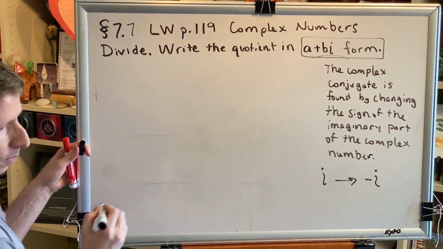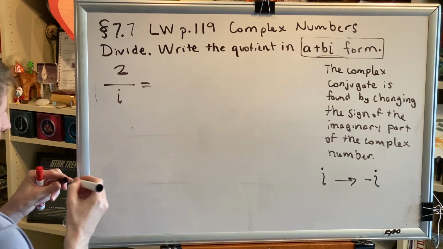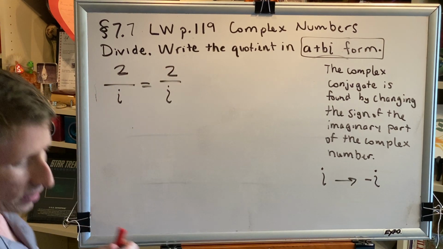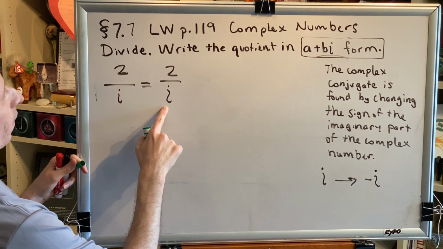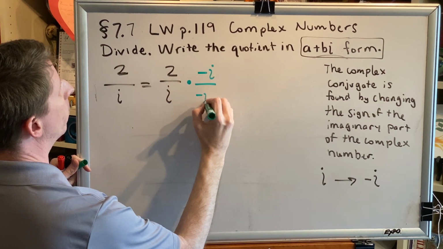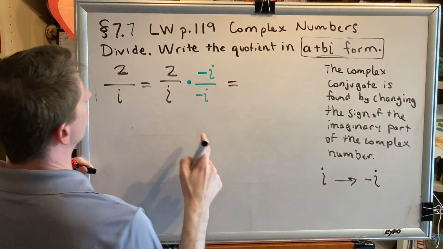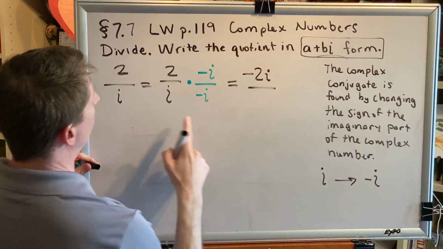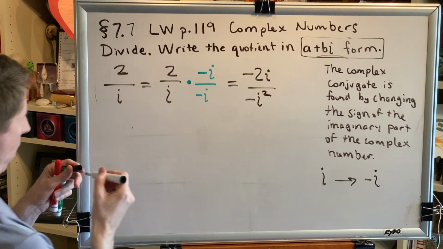Divide. Write the quotient in a plus bi form. We've got 2 divided by i. Okay, the first step is to create an exact copy of that fraction. The second step is to identify the conjugate of the denominator. The conjugate of i is negative i. So multiply top and bottom by the conjugate. Now multiply the fractions. 2 times negative i would be negative 2i. i times negative i would be negative i squared.